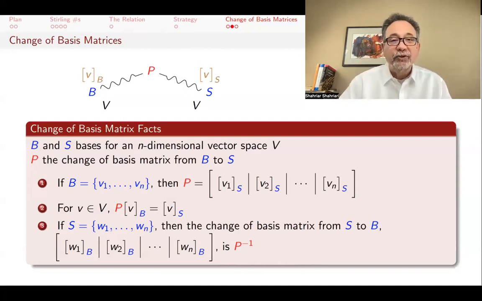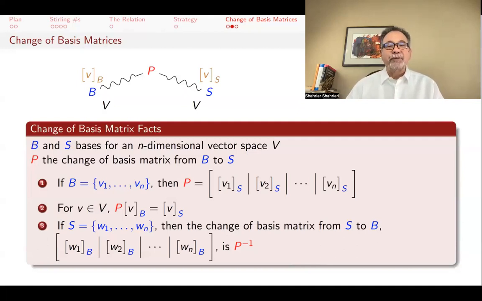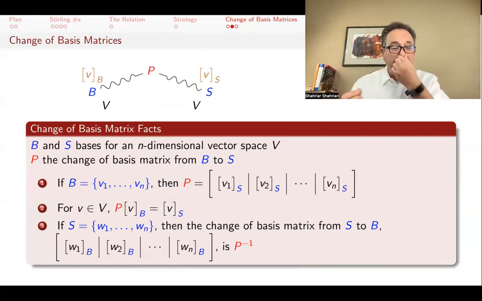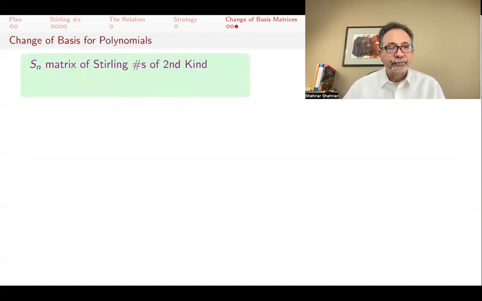But the three things we need to know about change of basis matrices are, first, how you find them, and then what it does when you multiply P, that matrix, by the coordinates with respect to B: you get the coordinates with respect to S of any vector. And also, if you have a change of basis matrix from one basis to another, and then the change of basis matrix from the second basis to the first, those two matrices are inverses of each other. Okay, but what we want is change of basis for polynomials.